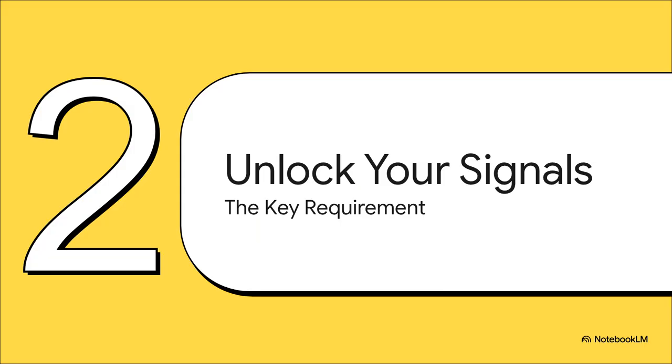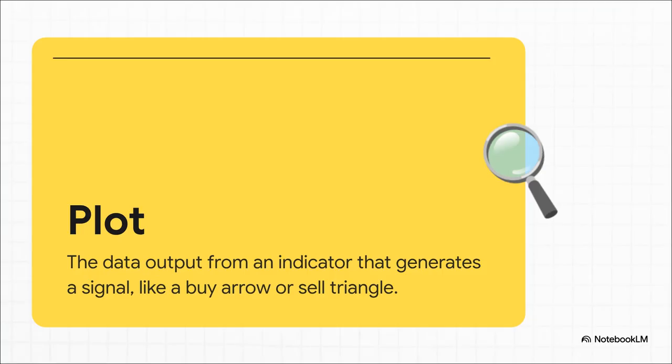So, how do we even begin this transformation? Where's the starting line? Well, it all comes down to one single crucial requirement. Your indicator has to be able to talk to the machine in a language it can actually understand. In that language, it happens through something called a plot. Now, I know that sounds super technical, right? But it's not. A plot is just a fancy name for the signals you can actually see on your chart, those buy arrows, the sell triangles, the little dots. It's the little piece of data that screams, hey, a signal just fired, right here, on this candle.